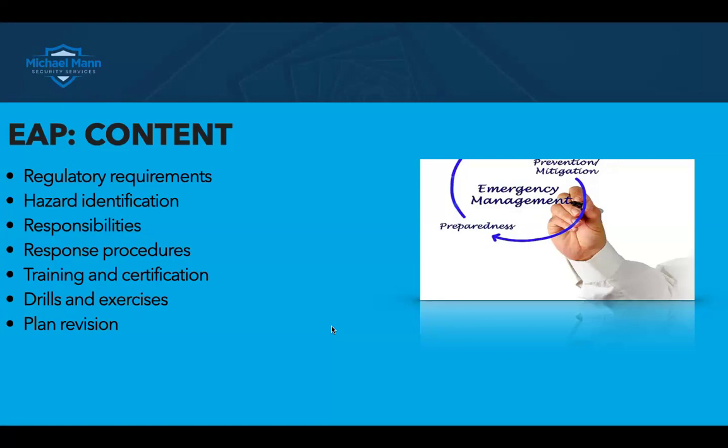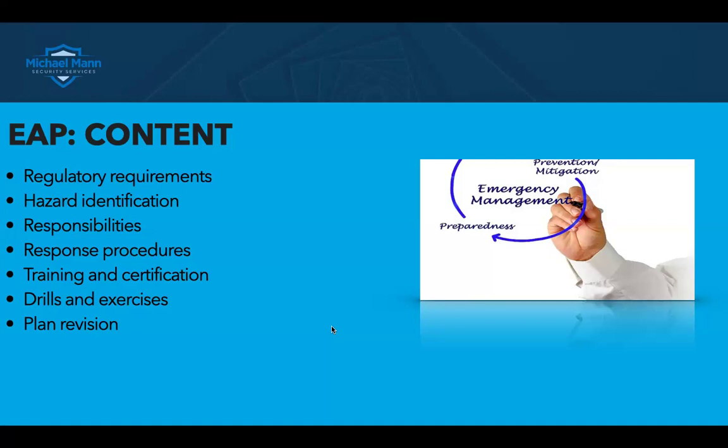Response procedures. So what does response look like for those individuals that are going to respond to this emergency? What are they going to do? What equipment do they need? What does that look like? The next piece of the plan should be training and certification. So what training does the employee need to have to be able to respond, and is there a certification required to do that?